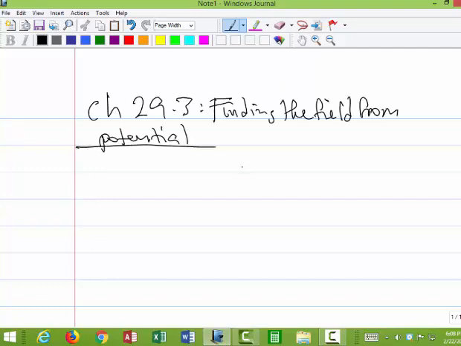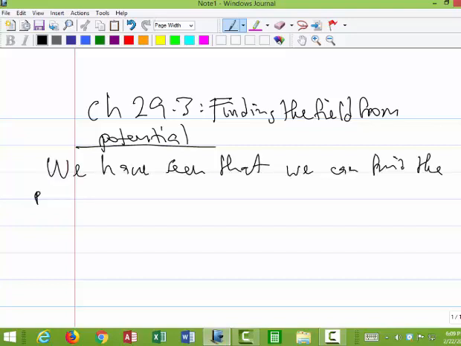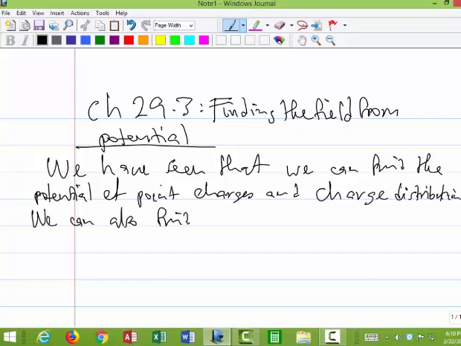So we've already seen that if you can find the potential of a charge distribution or even a point charge, we can reverse that and find the field from potential also. So that's what we want to do. We can find the potential of point charges and charge distributions, so we can also find the electric field from knowing the potential.